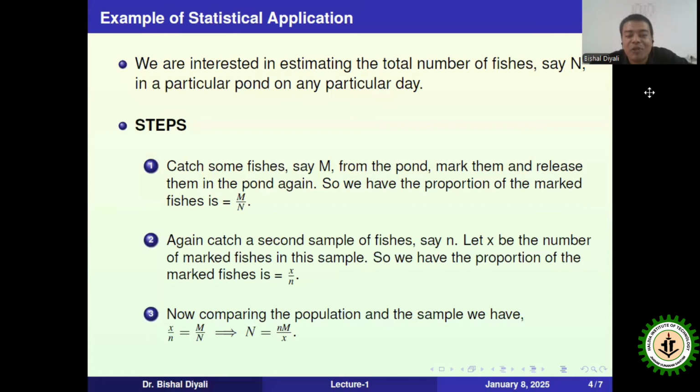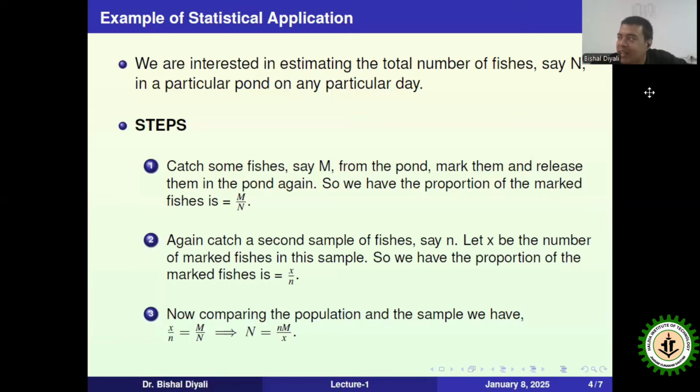So we equate equations 1 and 2. We compare the population and sample proportion, and through that we get an approximate value of the population of the fishes, which is given by capital N equals small n into M divided by x. You can see that all the terms on the right hand side are already known to us from the start of the experiment. We make sure we know all of those things. In that way, we can calculate the number of fishes.